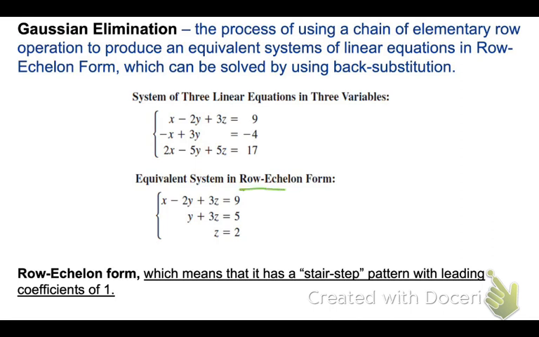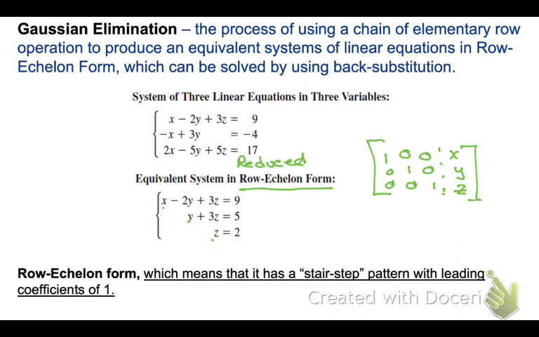This is row echelon form, where we have X, Y, Z and not zeros everywhere. Reduced row echelon form is the ones on the main diagonal and zeros everywhere else. If we stop at row echelon form, you'd have to plug Z into Y and then plug Y and Z into X to solve it. This way we're done. We have X, Y, Z all when we're done.